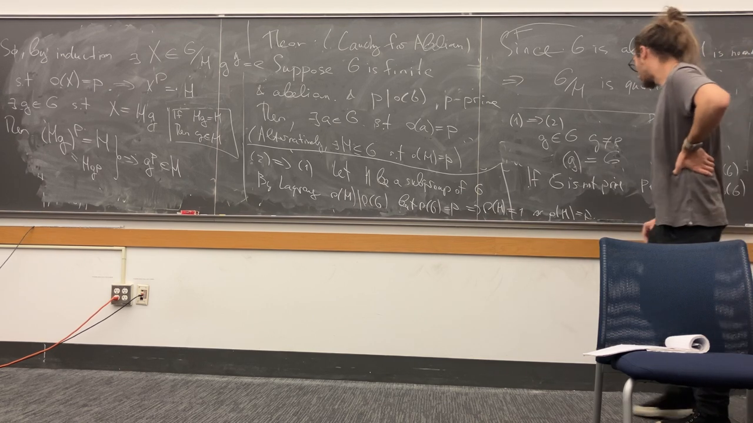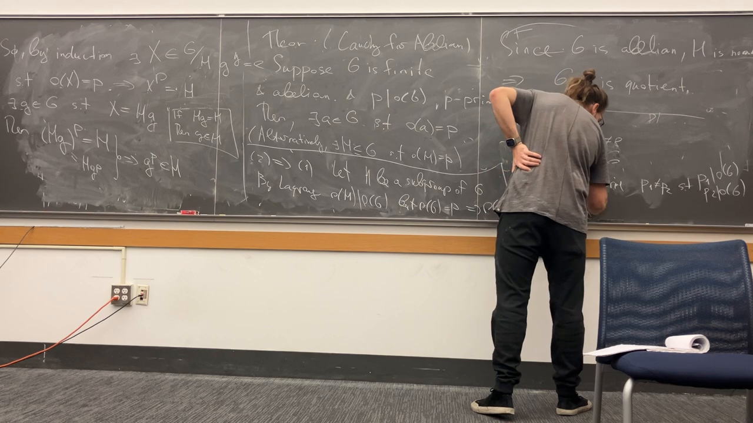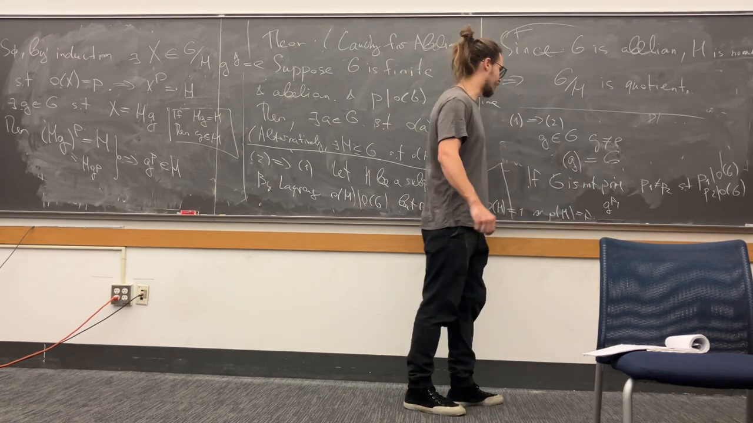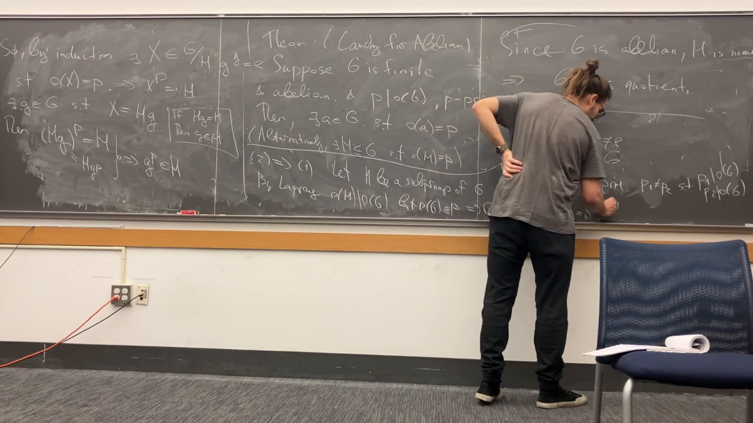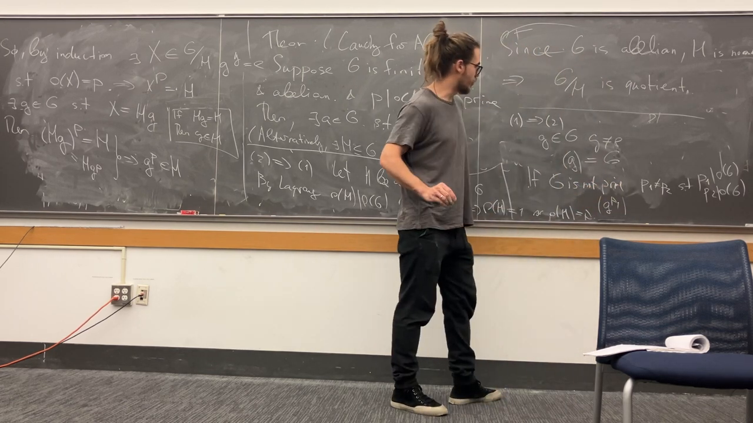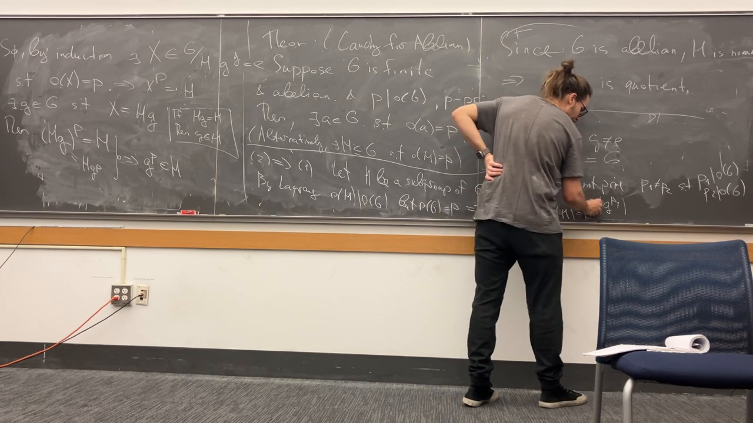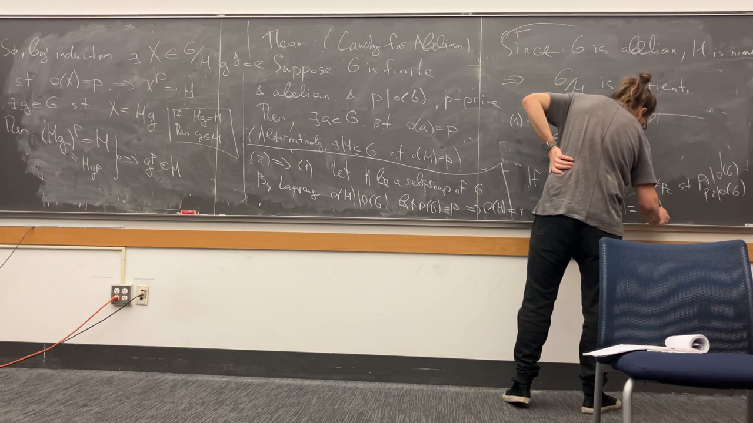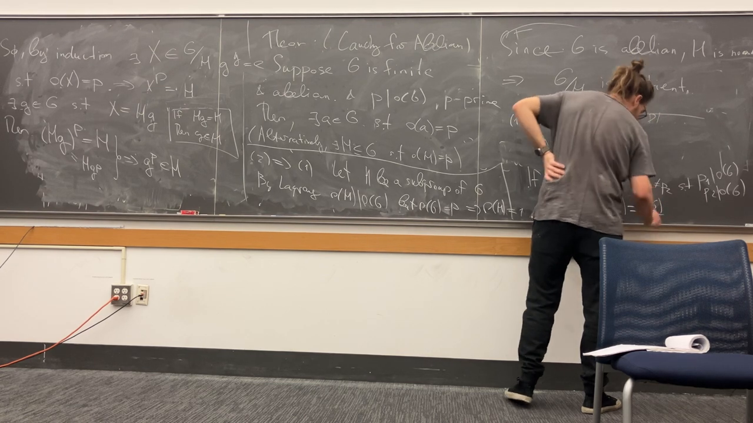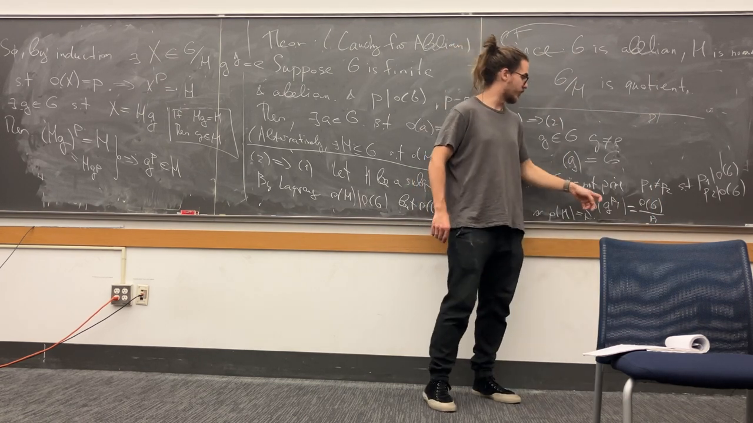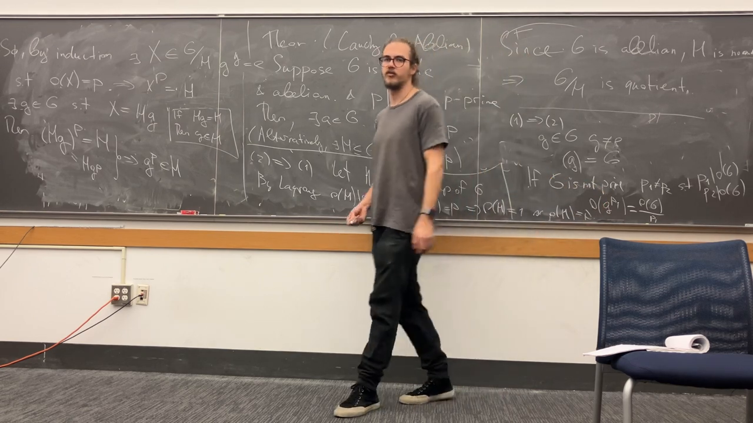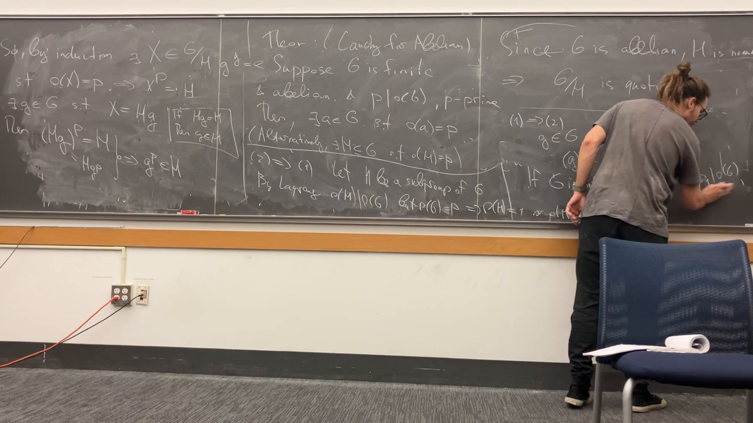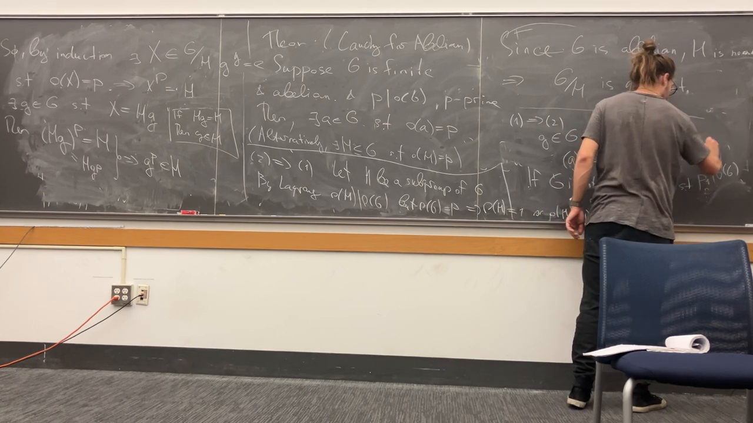And then from here, you can look at the element g to the P1 and form a cyclic subgroup of this element. The order of this subgroup is going to be the order of G divided by P1. And this is a non-trivial cyclic subgroup. I didn't need P2, I just needed this. And P1 is not equal to the order of G.